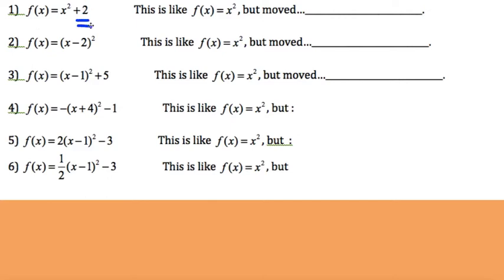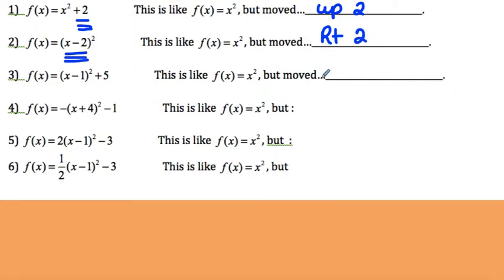So on the outside of the function, so it's not being squared, is going to move it up 2 units. So it's going to move the parent graph of f of x equals x squared up 2 units. When it's on the inside of the function, meaning it is being squared, so it's attached to the x, it's going to move it to the right 2. Remember, it's always the opposite direction.